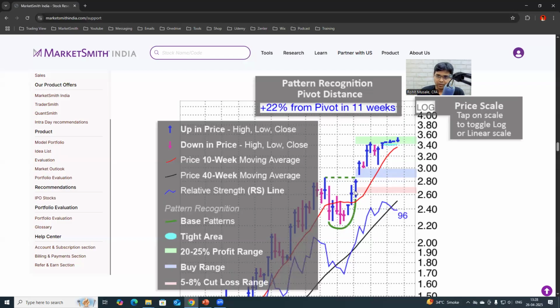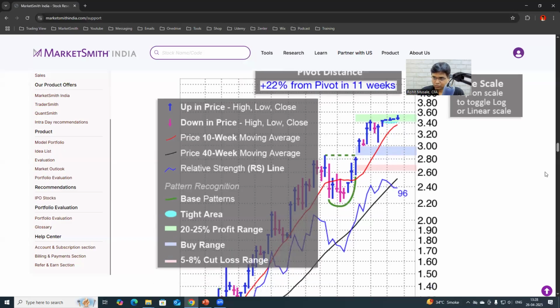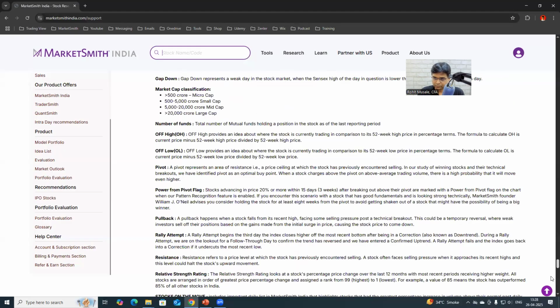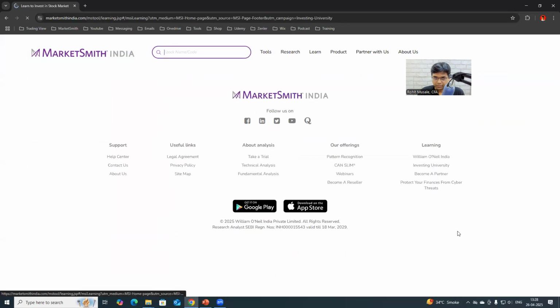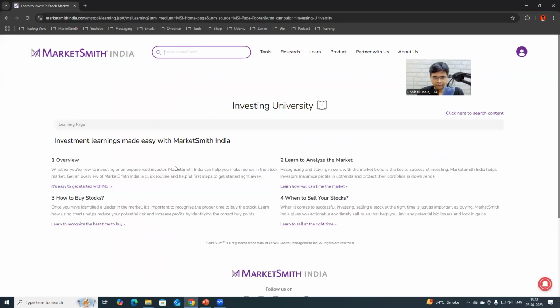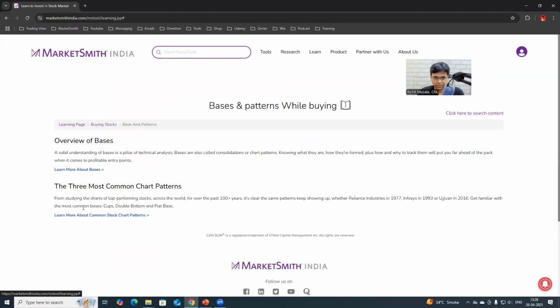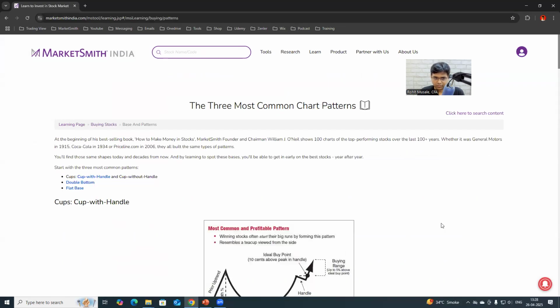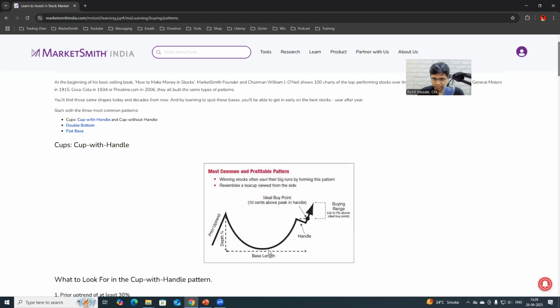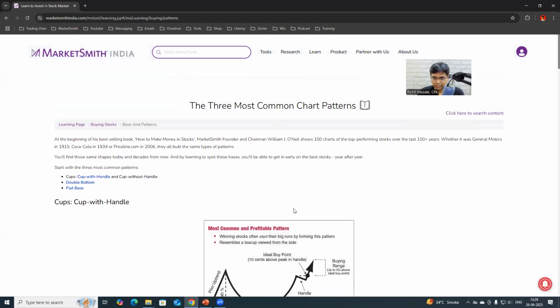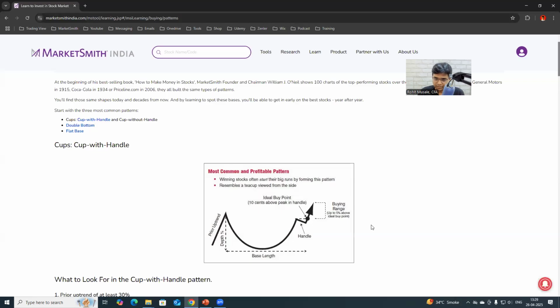Okay. Now coming to patterns. So if you scroll down, you click on Investing University, then you click on How to Buy Stocks, then you click on Learn More About Bases and Patterns. Then you click on the three most common chart patterns. So see, the first is cup with handle. So it looks like this. Don't go into the details, because you don't need to, as it's already marked for you. Okay, let me explain. So this is how it looks like. There is a cup, there is a handle, and that's the buy point.